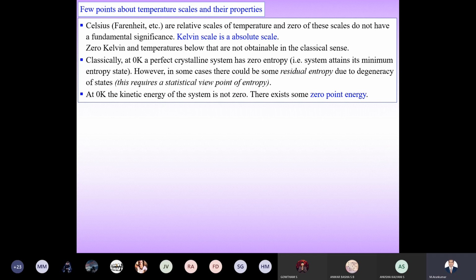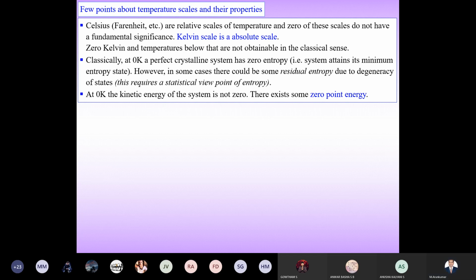So this Kelvin scale is an absolute scale. That's why in our calculations people use Kelvin. In general, we use degree Celsius for identification of temperature, but for calculations, degree Kelvin will be used because of this. So the Kelvin scale is an absolute scale. Classically, at 0 Kelvin, a perfect crystalline system has 0 entropy. We will look at what entropy is later.